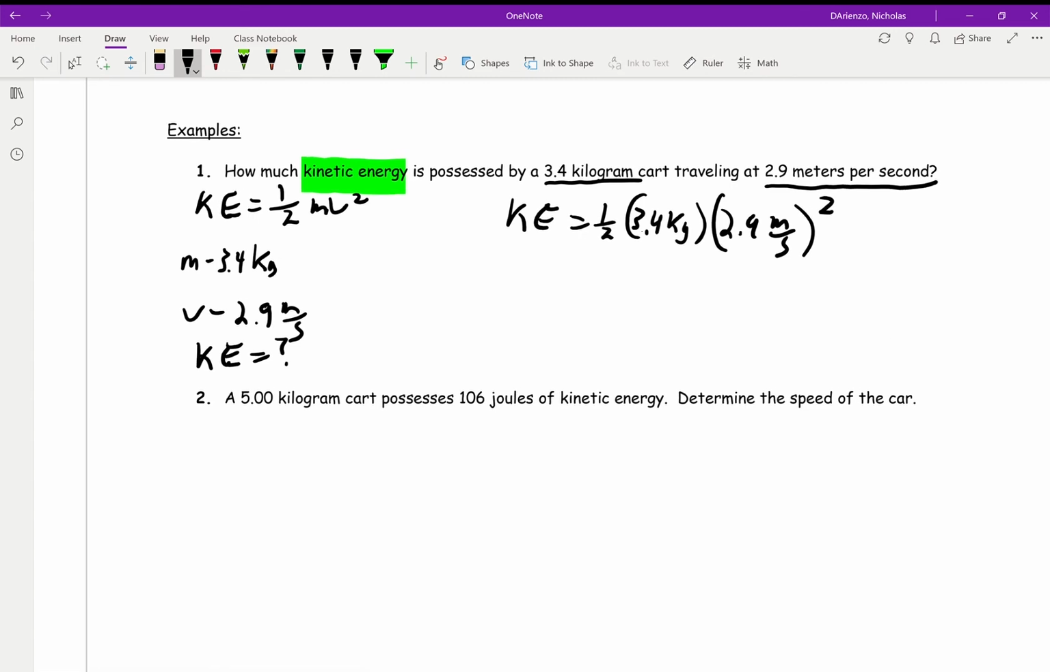It squares the velocity only. This gives us a value of 14.297 kilogram times meter squared per second squared, or that's equivalent to 14 joules.